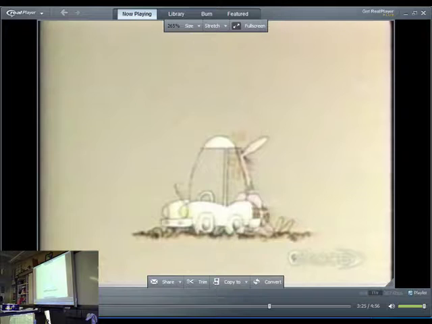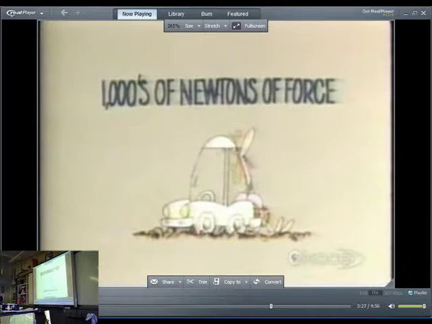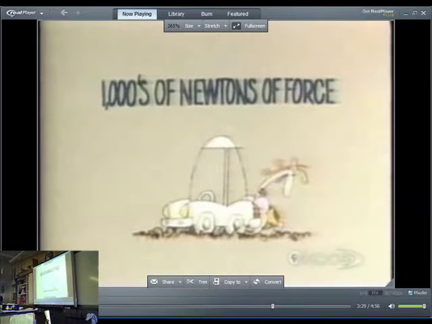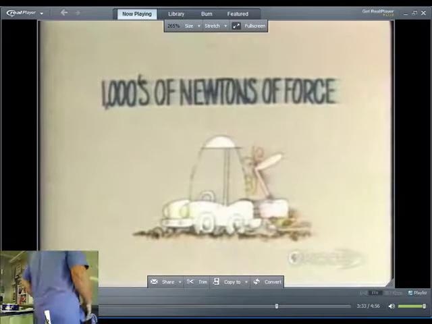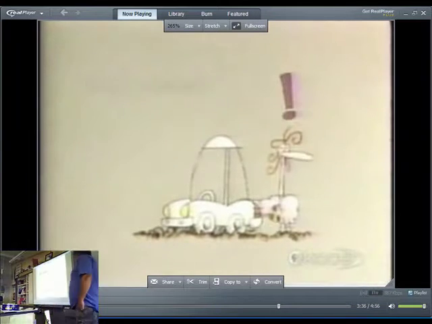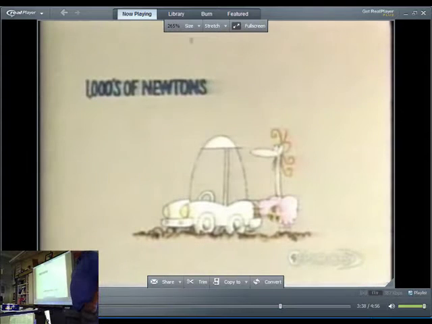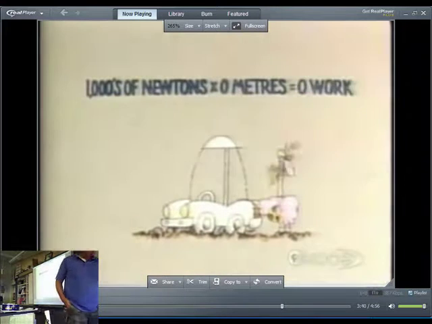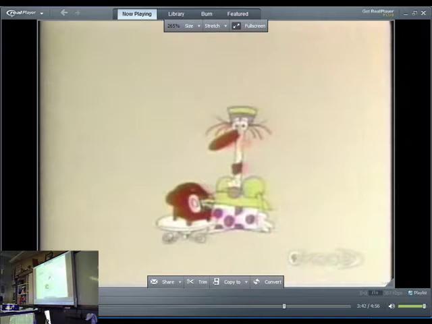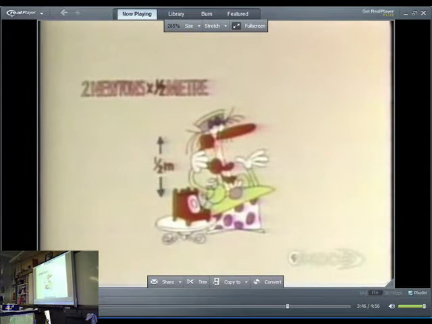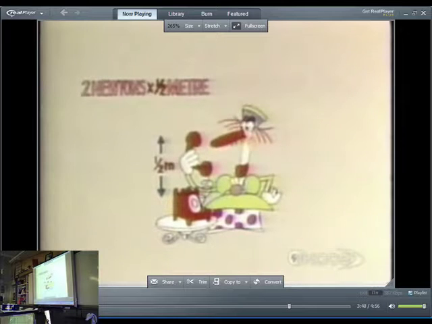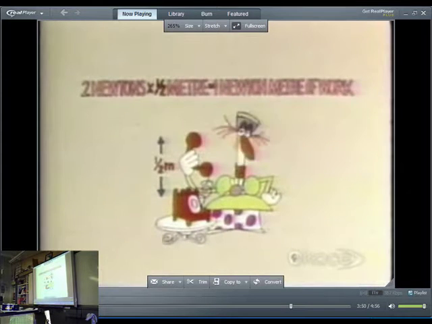The strong man, on the other hand, may be exerting thousands of newtons of force. But since the car's not moving, there's no distance involved, and the poor man isn't doing any work at all. A force of even thousands of newtons times 0 distance equals 0 work, whereas a force of only 2 newtons through a distance of only half a meter does equal some work, even if it's only 1 newton meter worth.